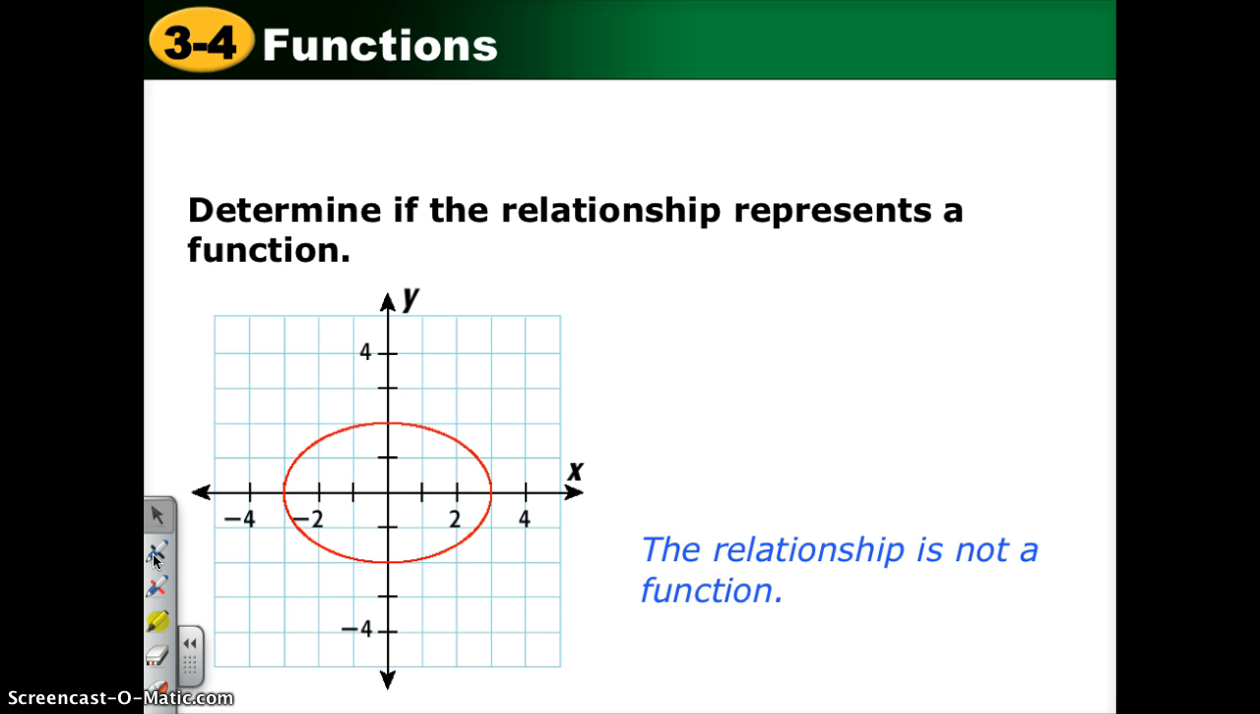One more note about vertical line tests. This could work with anything. So if part of the graph doesn't work, the whole thing doesn't work. So we could have a straight line and then curve, which you don't see very often. But if this part right here has two crossings, it's not a function. So the whole graph has to work for the vertical line test.